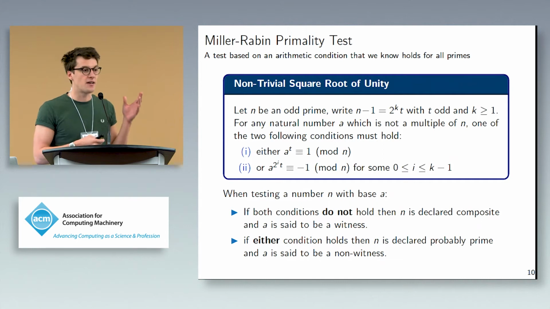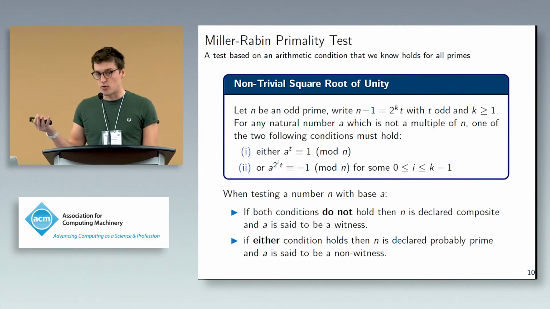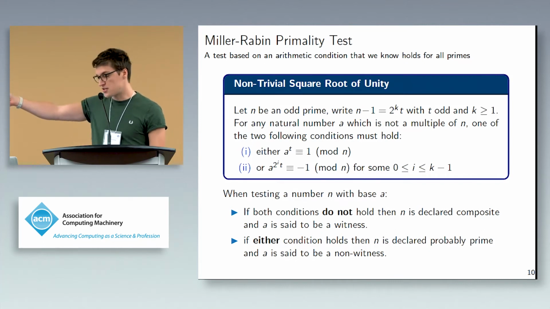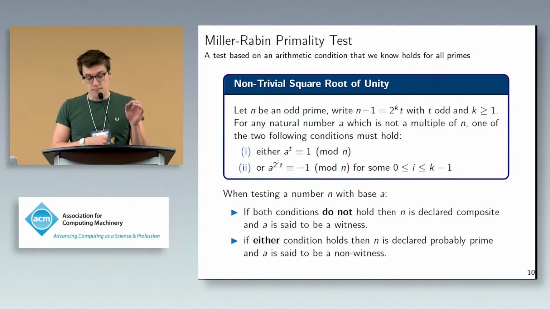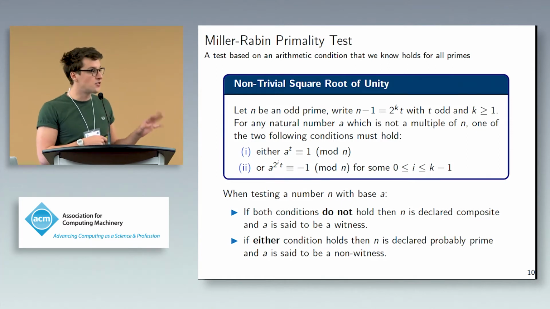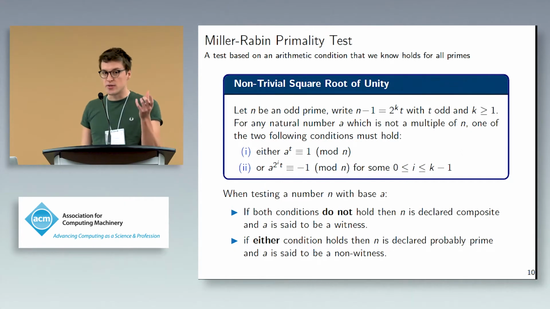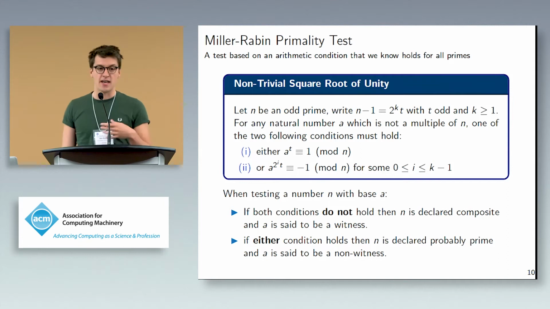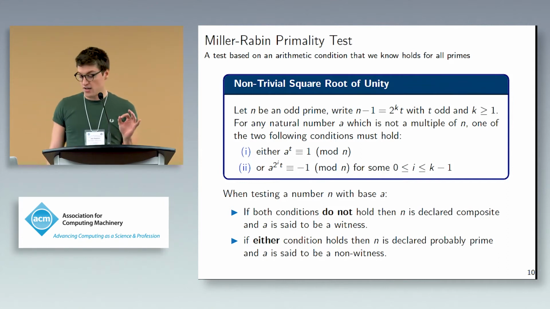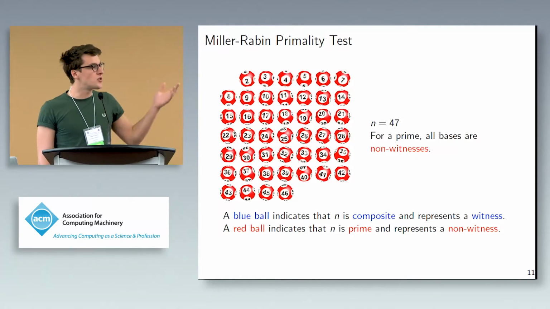So here we take a number n that we want to test and a base a, where a is not a multiple of n, and then we have these two conditions that we can test. If both of these conditions do not hold, then we know that n is declared composite, and we denote this a that we use to test as a witness. If either of these two conditions hold, then we say that n is probably prime, and we call that a non-witness.